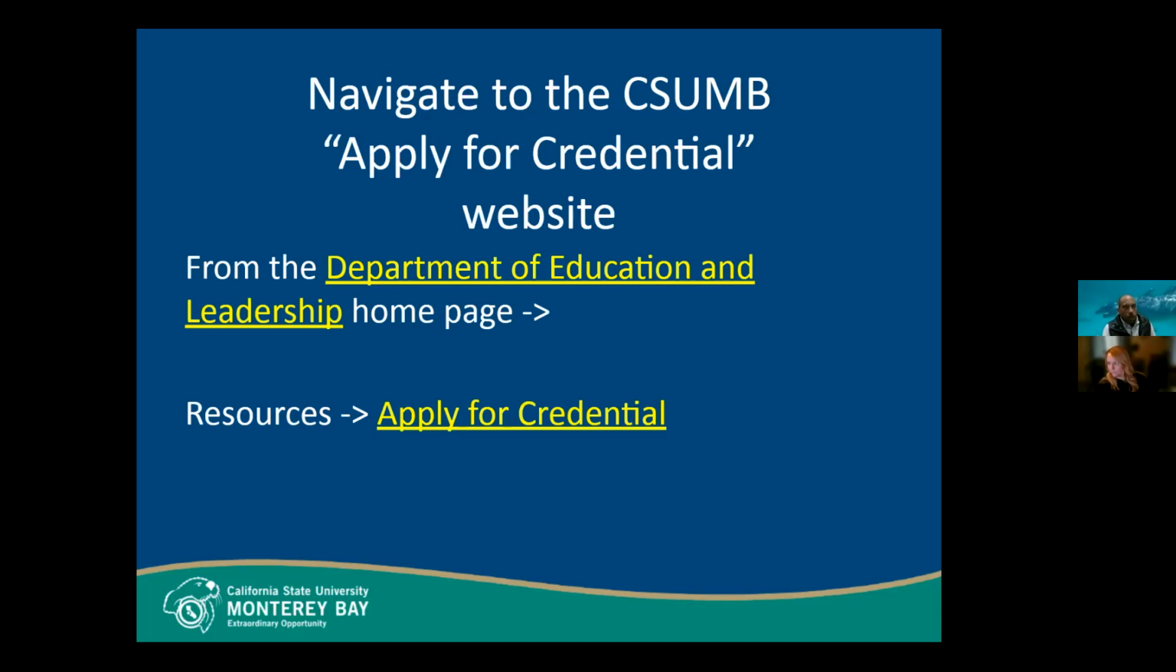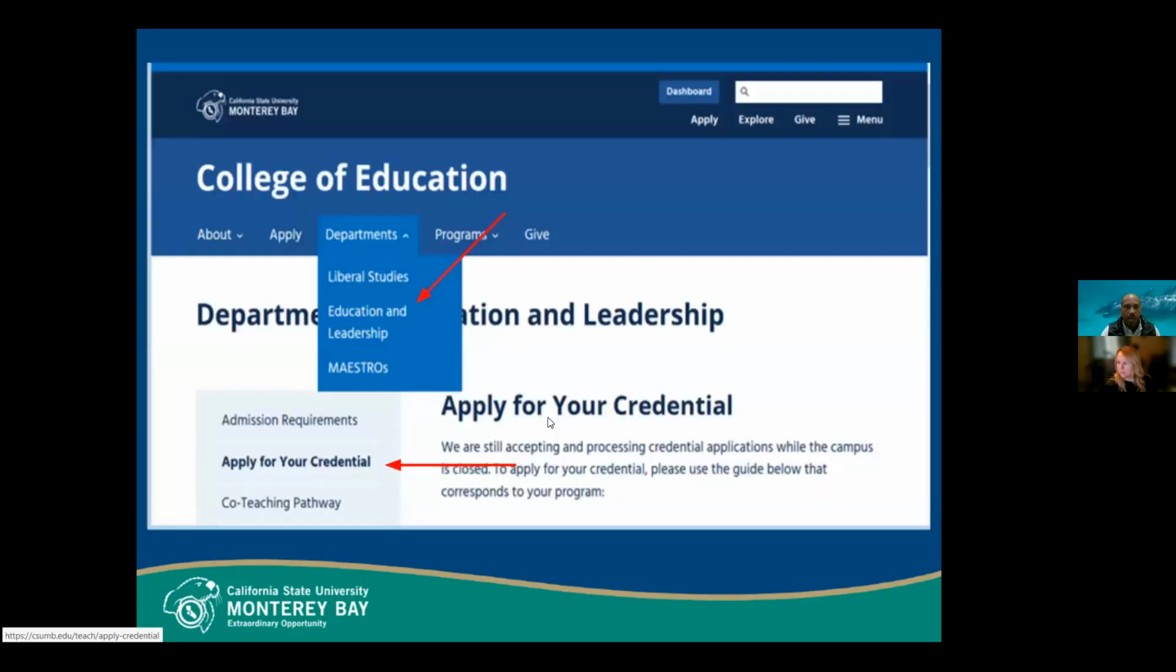Now, what we're going to go over today is how to apply for your credential. And at the end of the program, you will be hopefully applying for your preliminary credential. And these are hot links. Like I said, everything I'm going to be explaining here today will be on our Department of Education and Leadership website. When you're on this one, you just click to apply for credential. This is what it looks like on the website. Under the department's Education and Leadership, and then apply for your credential, you'll find all the links to the different PDFs that I'm going to show you coming up.